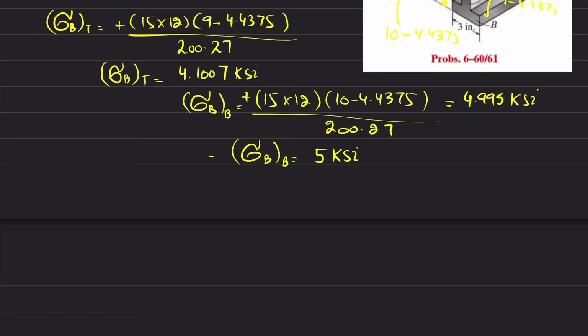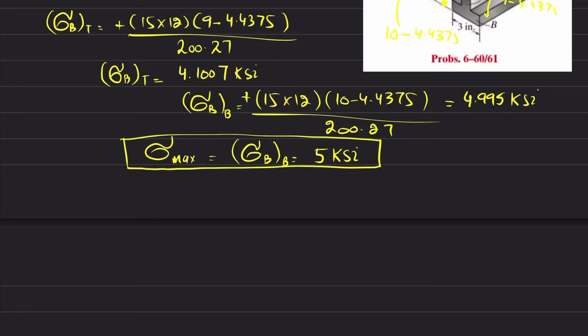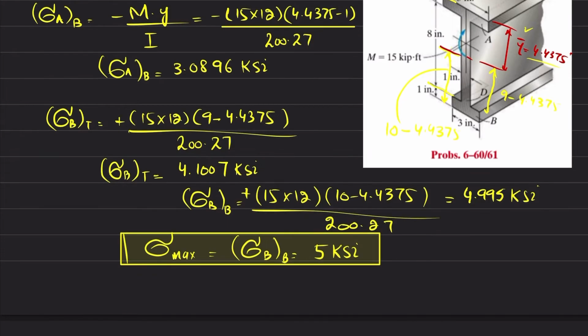And you can see this is also sigma max, because maximum stress is defined as the stress that is at a maximum distance from the neutral axis, and you can see the maximum distance from this neutral axis is this one, which is 10 minus 4.4375. So this is maximum stress.